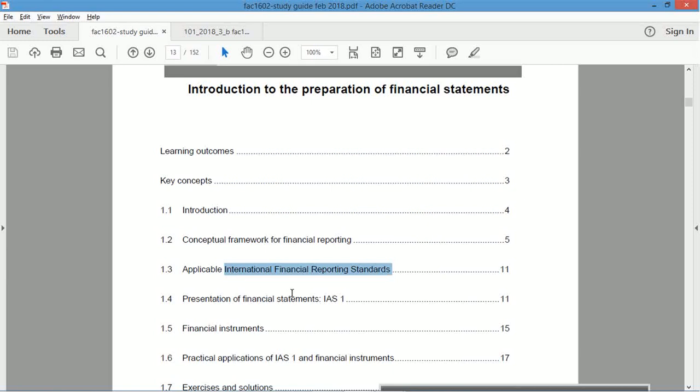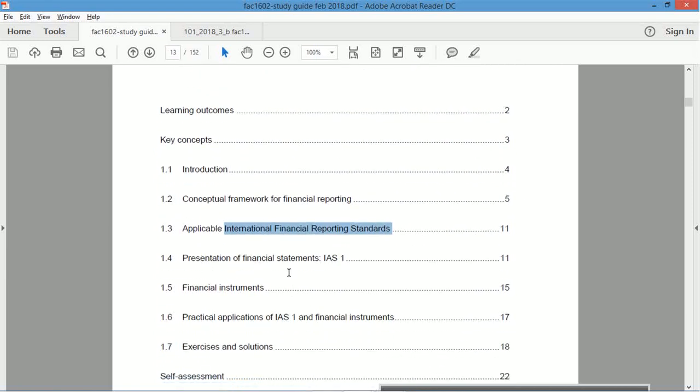Okay. All right, and then you've got presentation of financial statements, financial instruments. This is what you covered in 1502. They tend to test it quite often here in the 1601 because they look at things like fair value adjustments. Okay, what is a fair value adjustment? Do you remember?